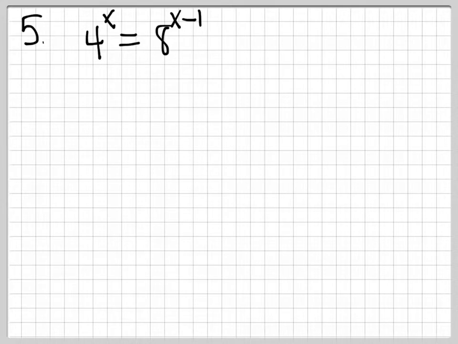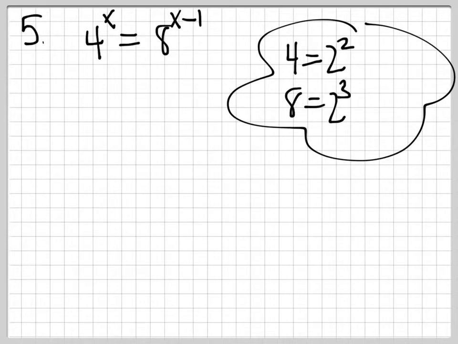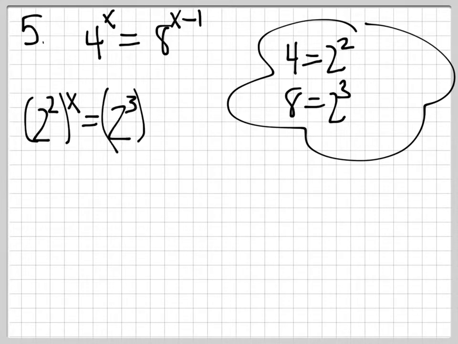Now here's where you have to, again, in the back of your head, you should be thinking 4 is 2 squared and 8 is 2 cubed. Now we didn't have that 4 to some power was 8, but we do have that 4 and 8 are actually powers of the same base. And so we're going to write 4 as 2 squared to the x, and we're going to write 8 to the x minus 1 as 2 cubed to the x minus 1.